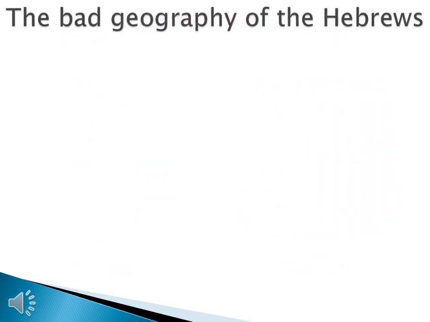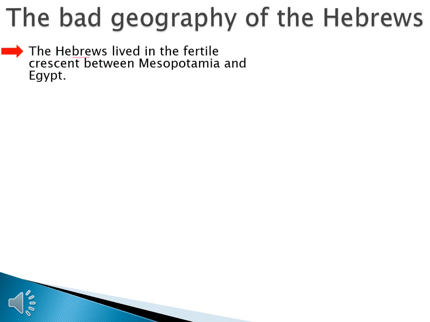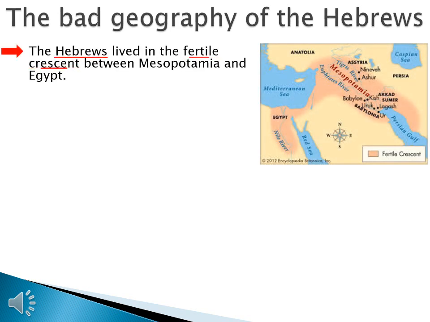We learned that a characteristic of civilization is a proper geographic setting. But what happens if your civilization does not have a proper geographic setting? This is why we look at the Hebrews, because the geography of the Hebrews is going to directly impact their religion. The Hebrews lived in the Fertile Crescent between Mesopotamia and Egypt.